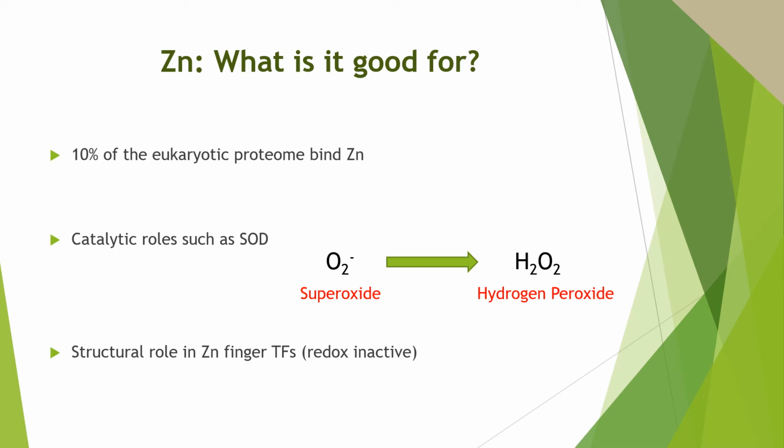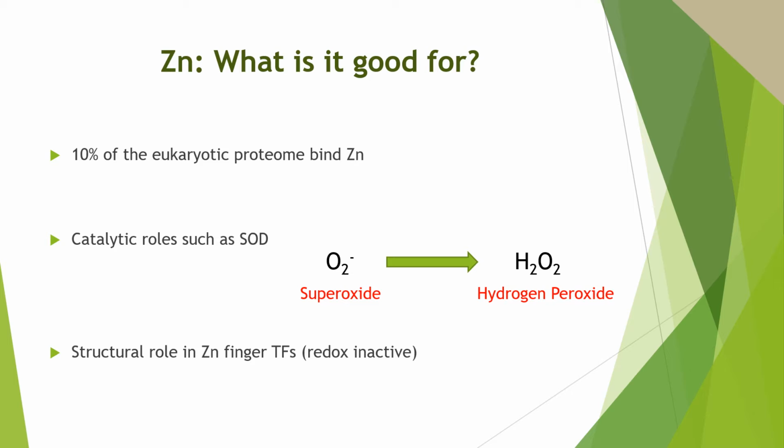So, zinc, what is it actually good for? Well, quite a lot actually. 10% of the eukaryotic proteome binds zinc with a variety of different ligands and geometries. Now, binding of zinc can be used for catalysis. For example, some superoxide dismutases have copper and zinc at the active site. Superoxide dismutases convert the highly reactive oxygen species superoxide to a less reactive oxygen species, hydrogen peroxide. So this is useful in ROS detoxification.